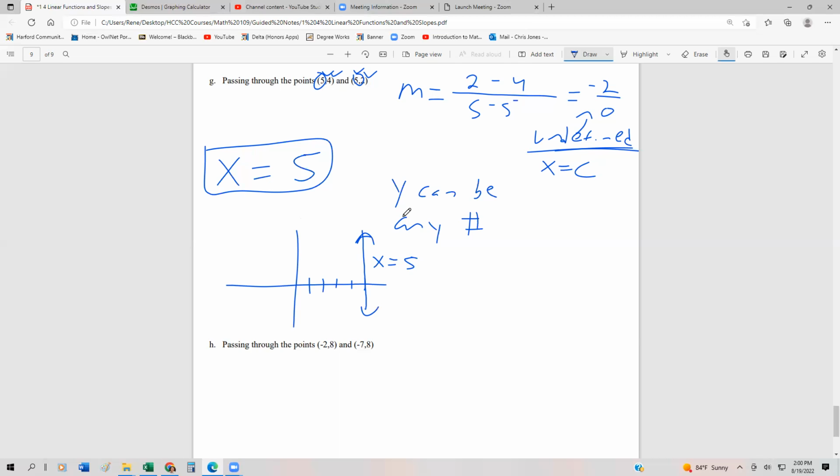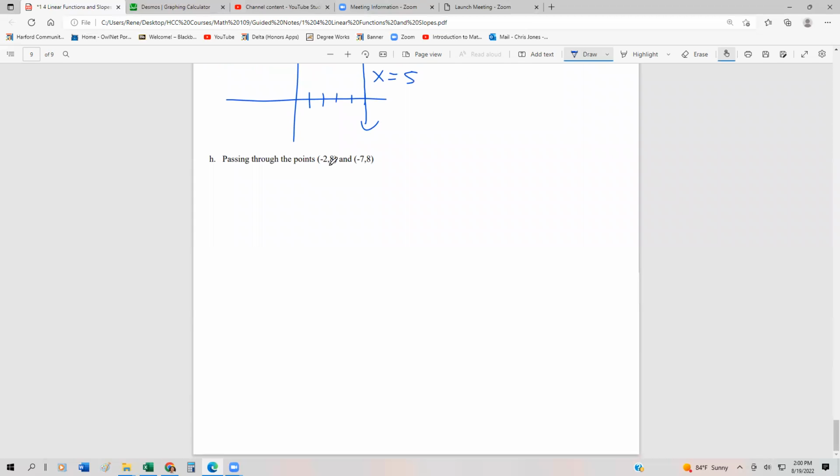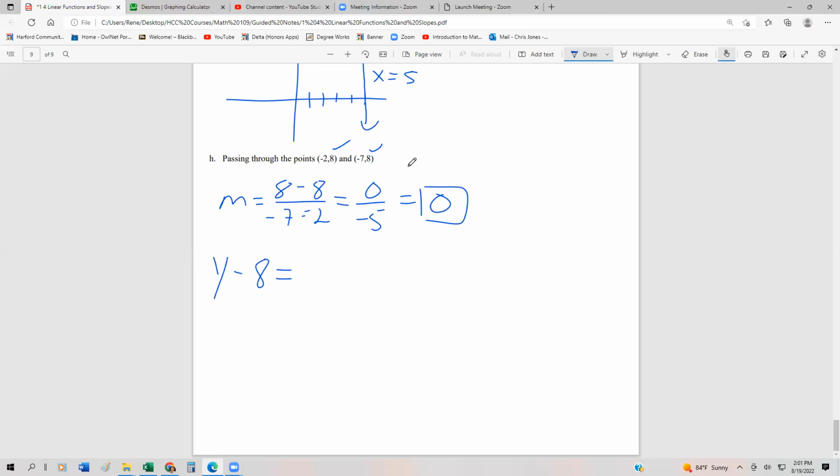Similarly, what if we had this scenario where we had points (-2, 8) and (-7, 8)? So once again, we would find the slope m. So the slope m is going to be y2 minus y1, so 8 minus 8, divided by negative 7 minus negative 2. Now this one does give us a real number. It's going to give us 0 over negative 5, otherwise known as 0. And then we could substitute it. So we could say y minus y1, so y minus 8 is going to be equal to the slope 0, and then x minus negative 2.